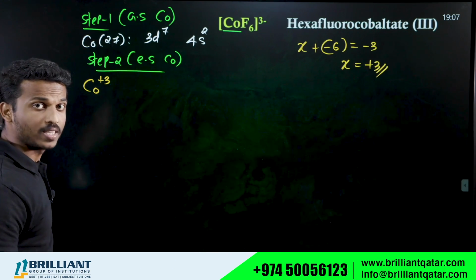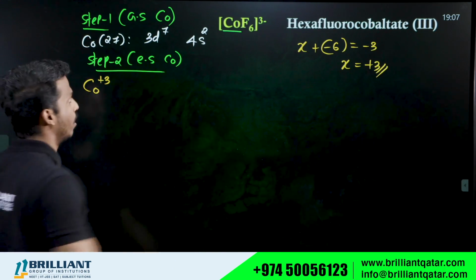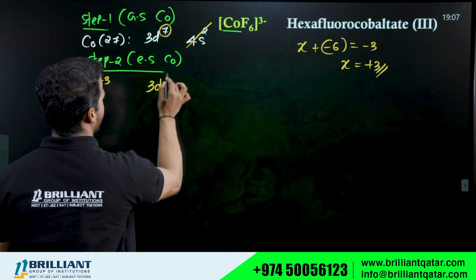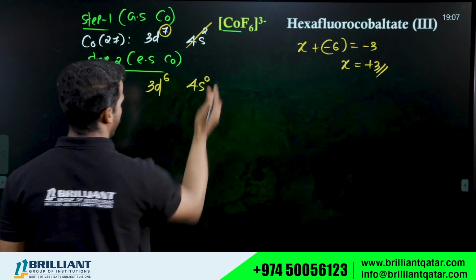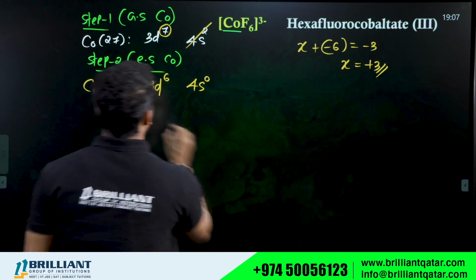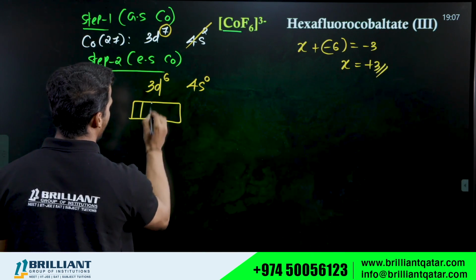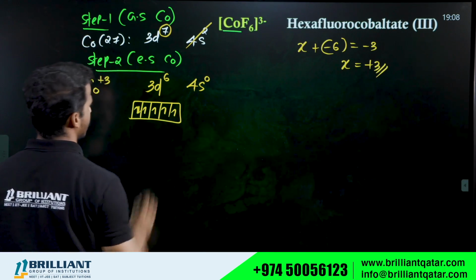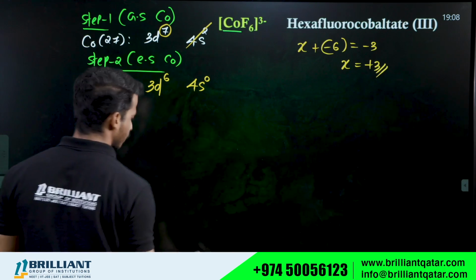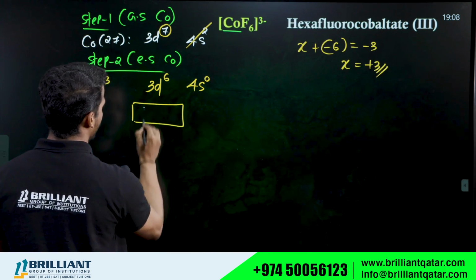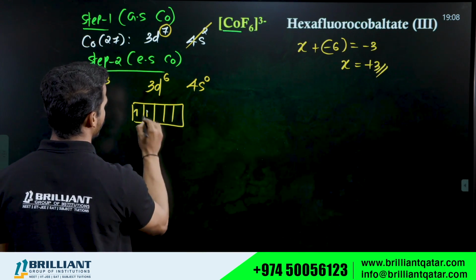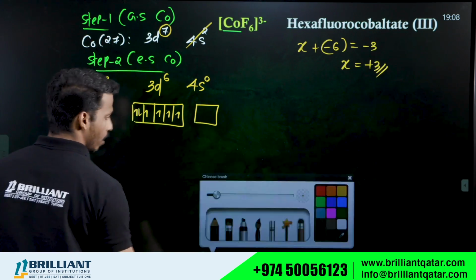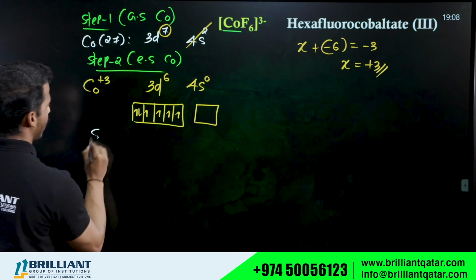What is meant by 3+? It needs to lose the outermost 3 electrons. Let me remove these 2 electrons and 1 electron from here. What is remaining? 3d6 and 4s0. Can you follow me? Right? 3d6. 3d6 means how can you write? 1, 2, 3, 4, 5, 6. Let me just write once again. 6 electrons. You can fill like 1, 2, 3, 4, 5, 6. And 4s, no electron.